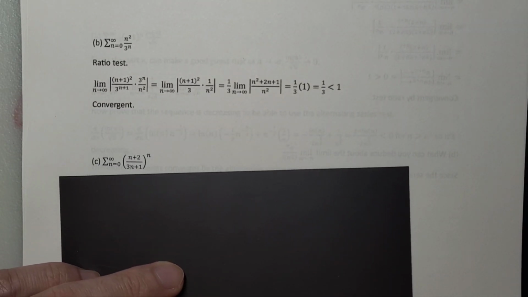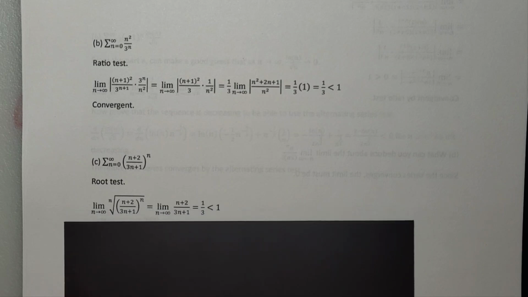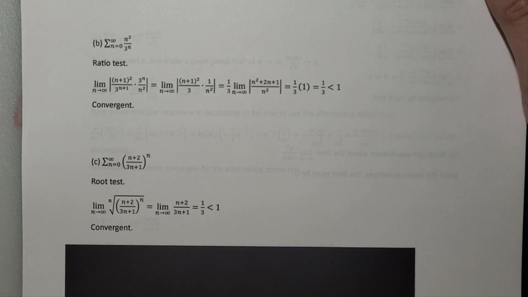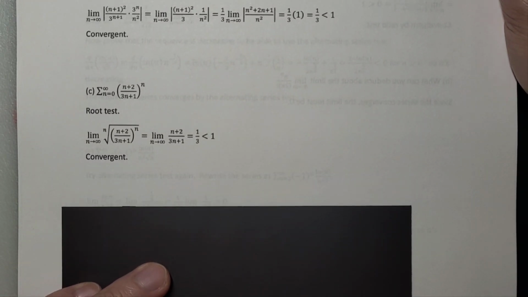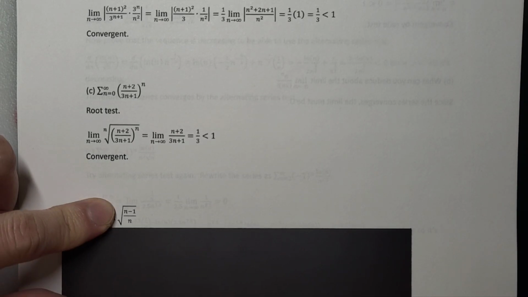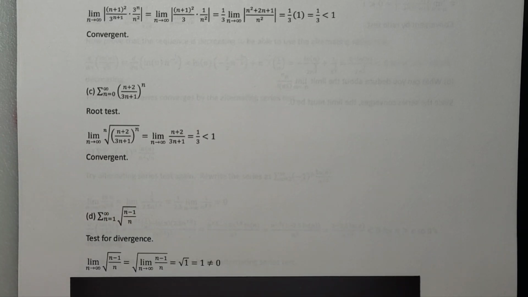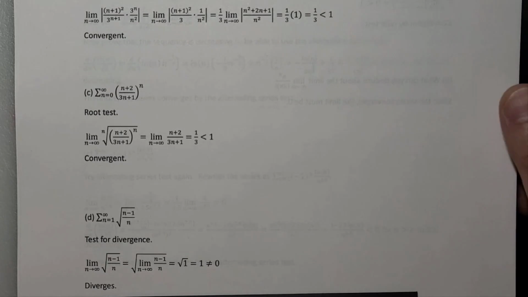How about this one? Well, it's the series to the n power, so I'm thinking root test. So we go through the motions of the root test. The limit is 1/3, which is less than 1. The root test has the same conditions as the ratio test, so it's convergent by the root test. How about this one? The limit as n goes to infinity of this guy is clearly not 0. Test for divergence. So it says this diverges.